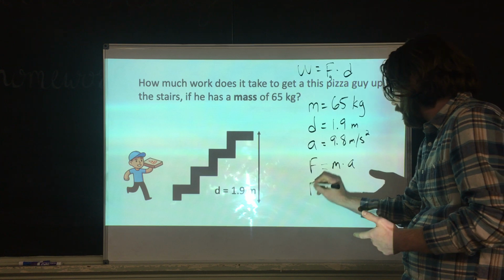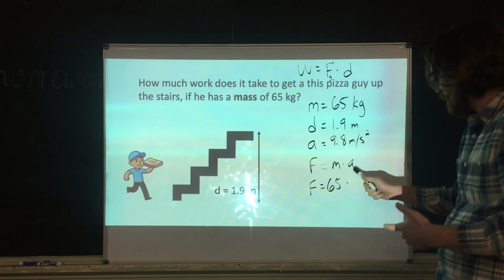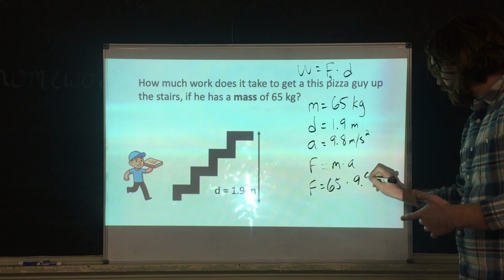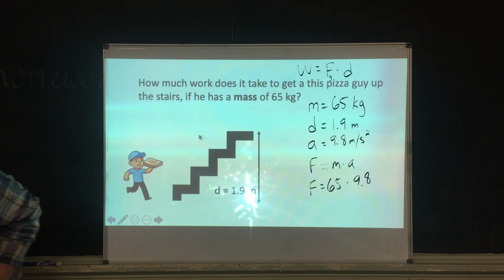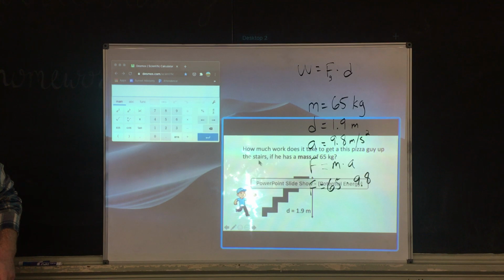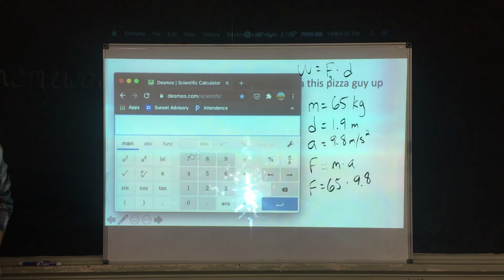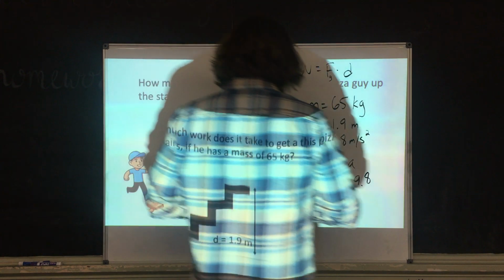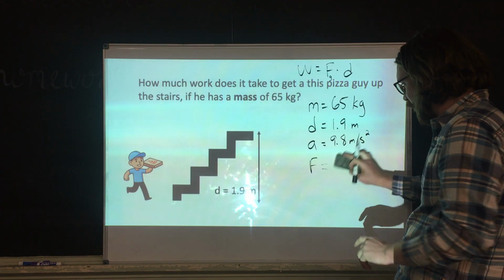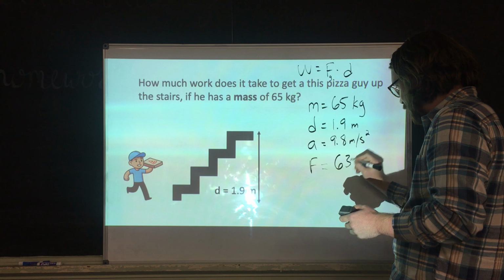Our mass is 65 kilograms, and our acceleration is 9.8. I know I got things a little jumbled up, but let's get that number. I think I have this set up to where I should get a calculator. Fits perfectly. All right, so we got 65 times 9.8, and that comes out to 637. Beautiful. So I'm going to erase this and replace it with that number that we got. So we know our force here is 637.